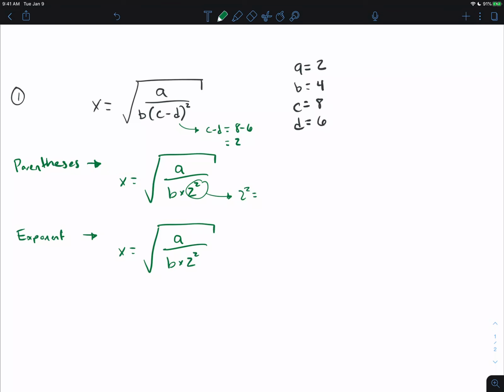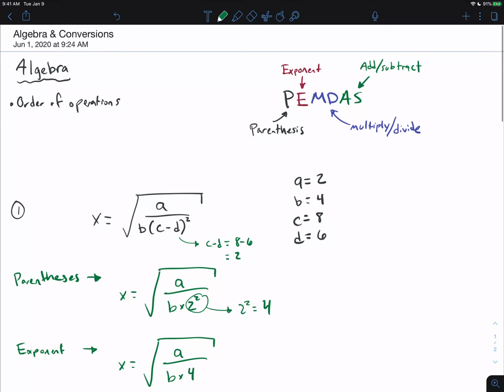So you can do this in your calculator, or you can do this if you know it. 2 times 2 here is 4. So in my formula here, once I replace it, I'll have b times 4 here. Okay. Next thing here in our order of operations, I have MD.